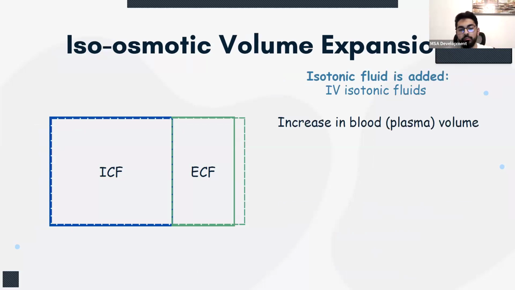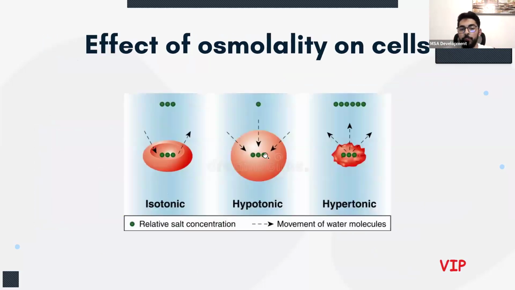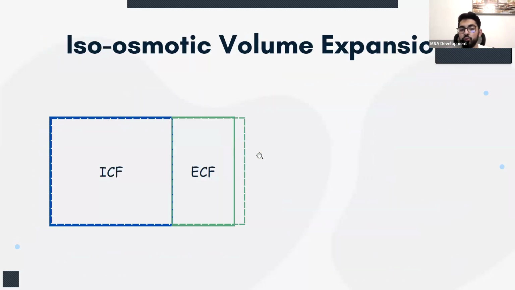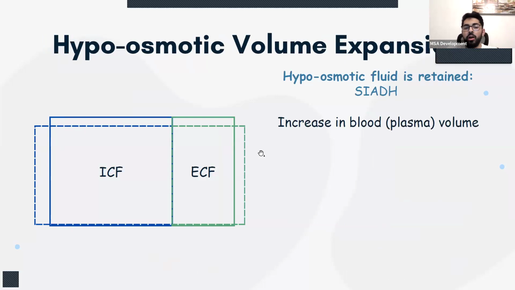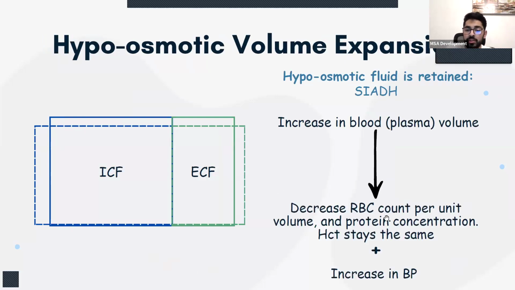Going back to the picture again. Hypotonic solution, less osmolarity outside. Water is going to move from outside to the inside of the cells, and therefore cells are going to swell. Going back to hypoosmotic volume expansion, now we're going to see a decrease in RBC count and in protein concentration, like in any volume expansion, but now hematocrit is going to stay the same.